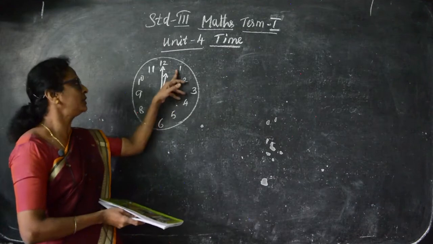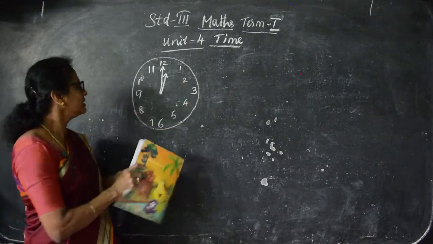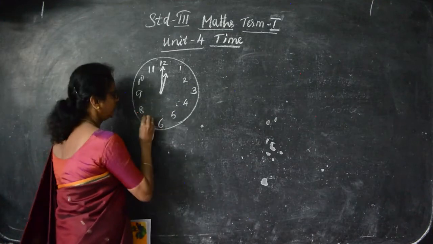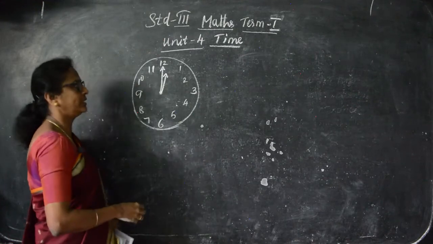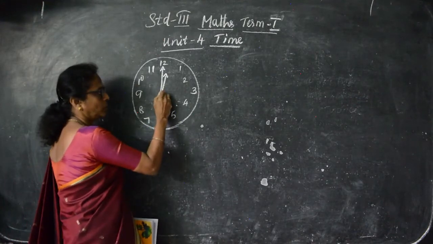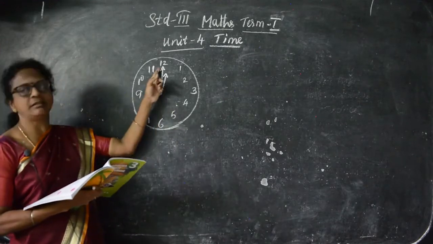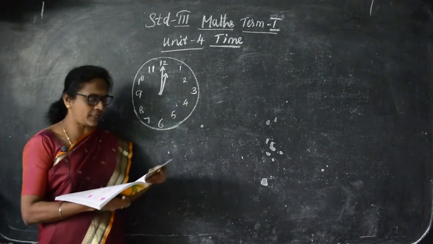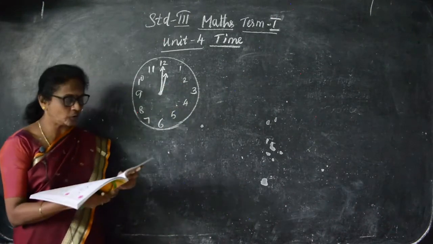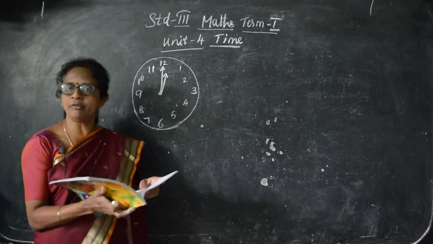So hours: 1 hour, 2 hours, 3 hours, 4, 5, 6, 7, 8, 9, 10, 11, 12 o'clock, 12 noon like that. Now the time is 12 o'clock. The longer hand is the minute hand and the shorter hand is the hour hand. So now the time is 12 o'clock. When the minute hand is at 12, the hour hand tells the hour of the day.